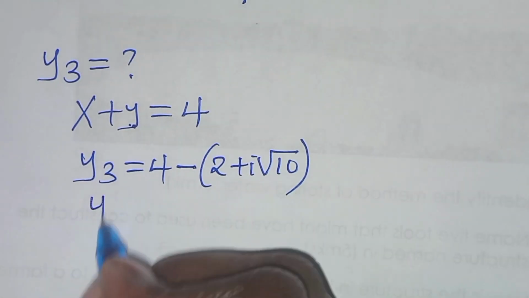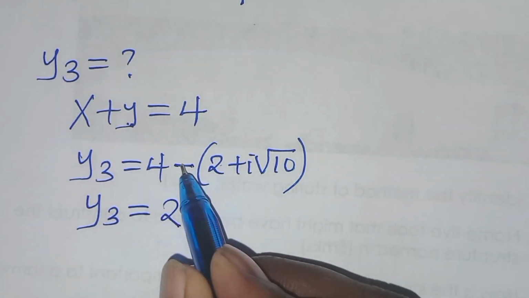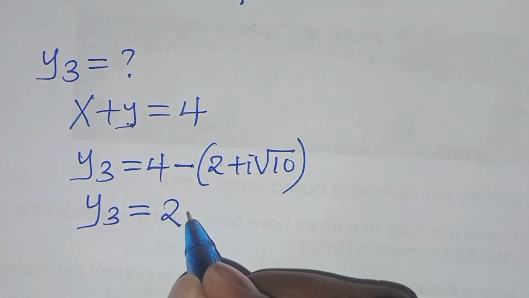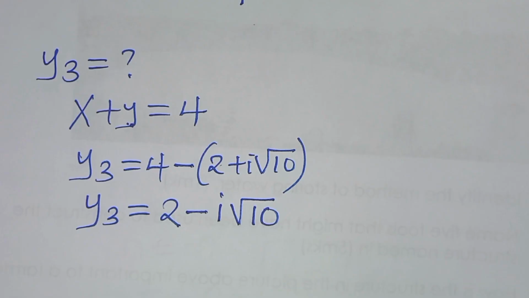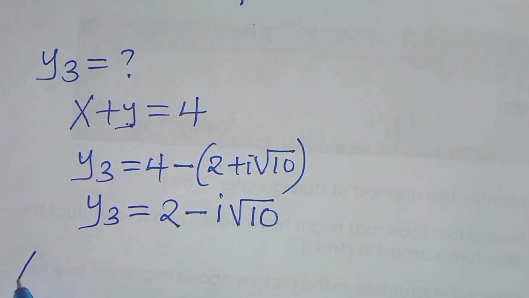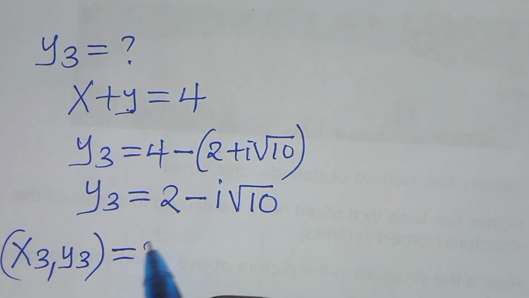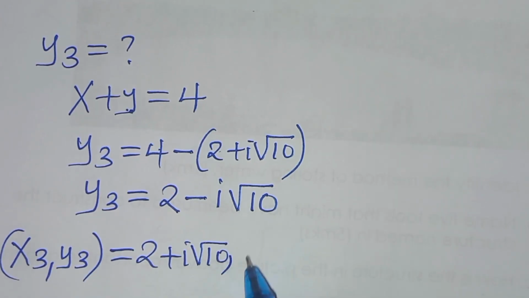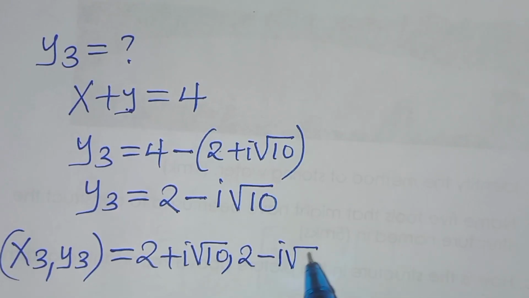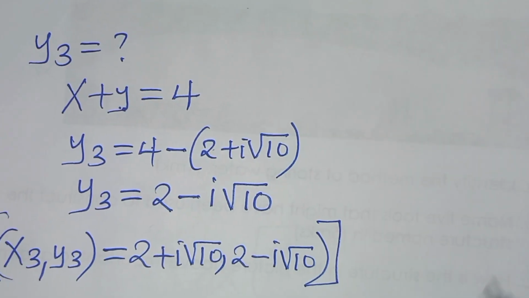So this implies that y3 is equal to 4 minus 2, this is 2, minus times plus i square root of 10. This is minus i square root of 10. So this implies here x3, y3 is equal to 2 plus i square root of 10, and y3 is 2 minus i square root of 10. This is the third set of solutions.